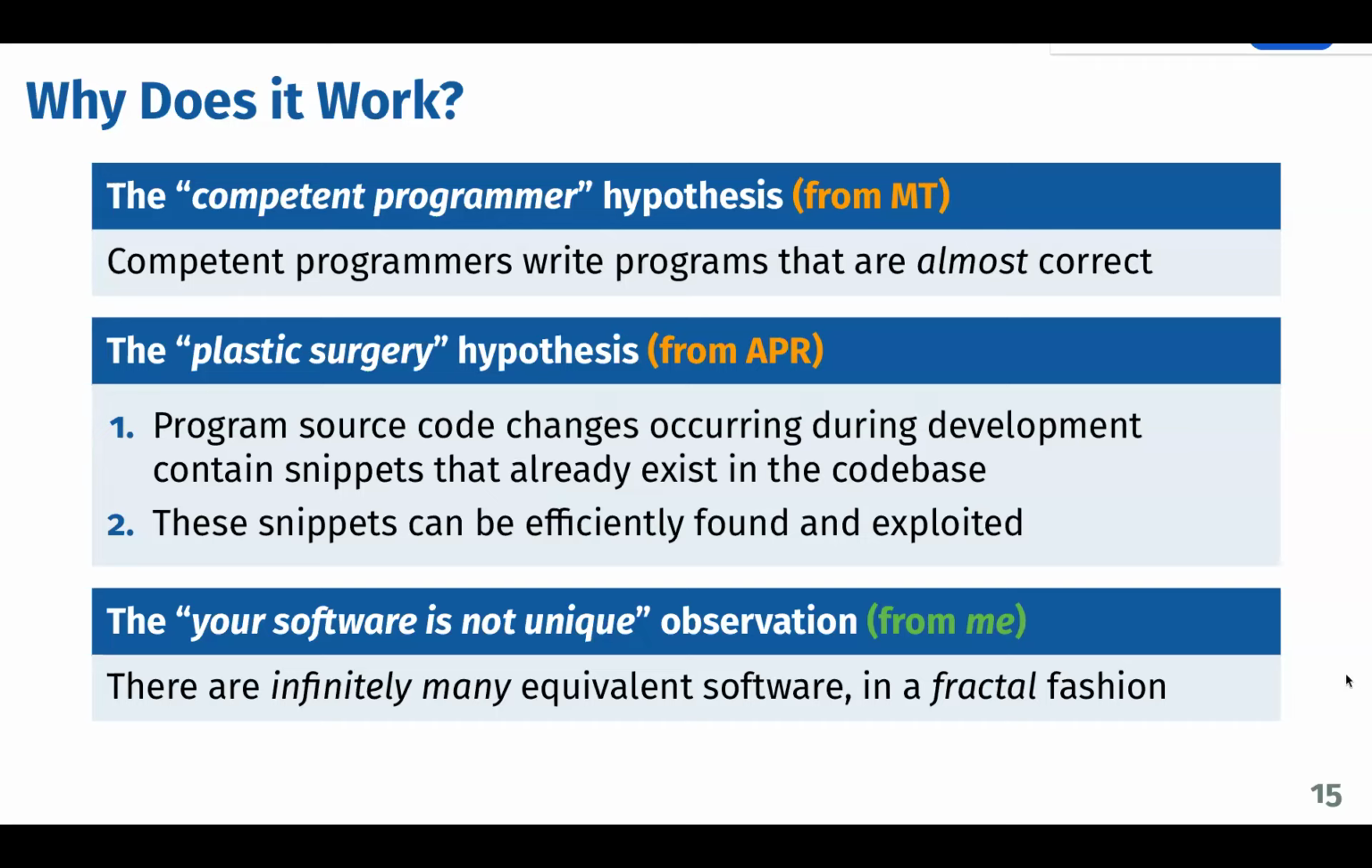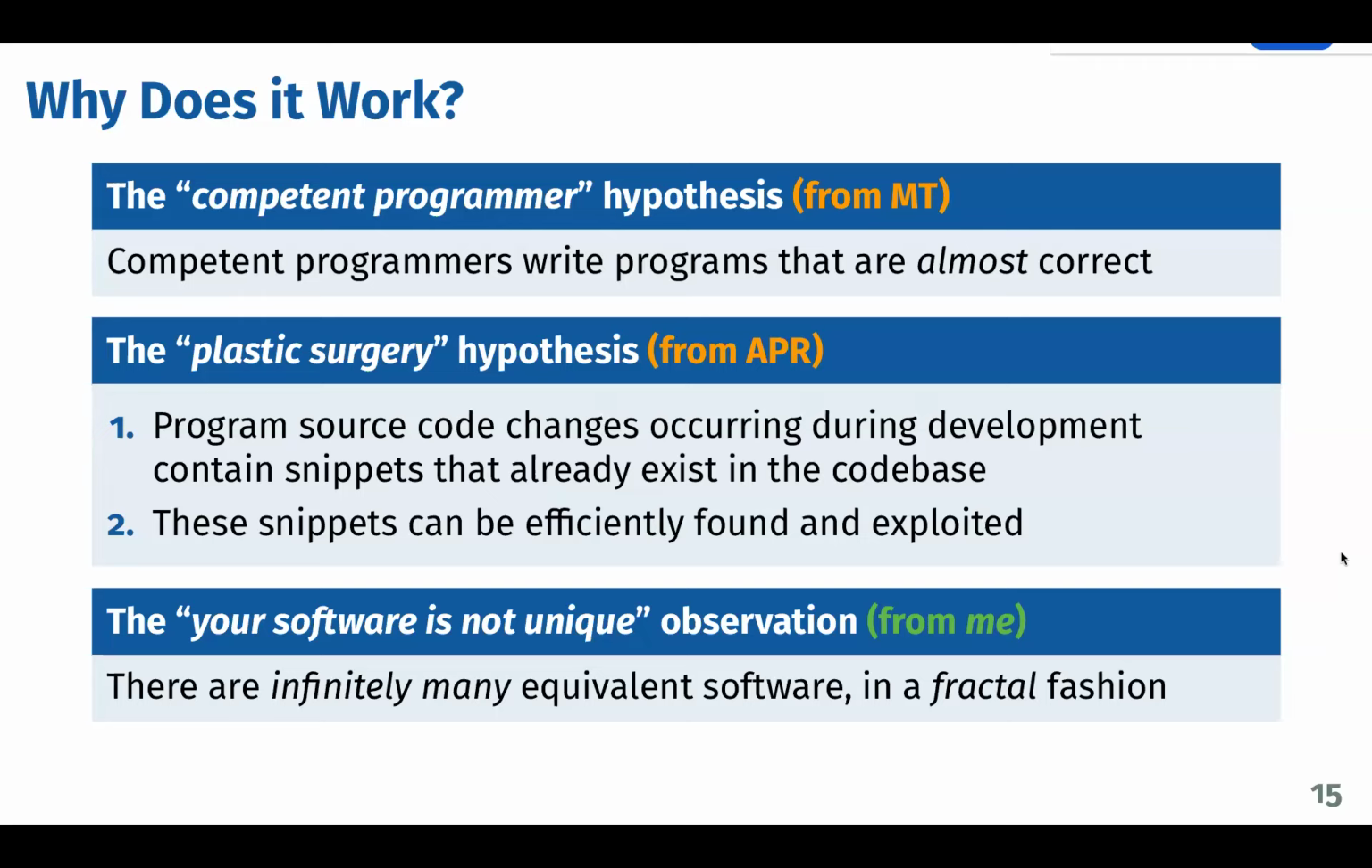From automatic program repair, they have another hypothesis, which is the plastic surgery hypothesis, which is basically on the transformations you can apply on your software, which is both that you can apply transformations to get a better software, and that those transformations can be efficiently found and exploited.